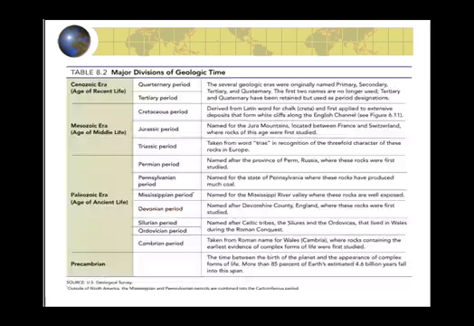So, where do the names come from? Well, as I mentioned earlier, they come from certain places in the Earth system, pretty much, oftentimes where those rocks were first studied. The Cambrian period here is taken from the Roman name for Wales, Cambria. So, where rocks were first studied there.